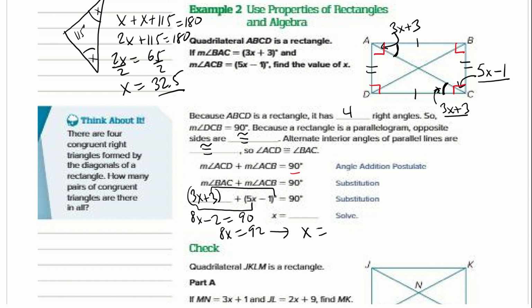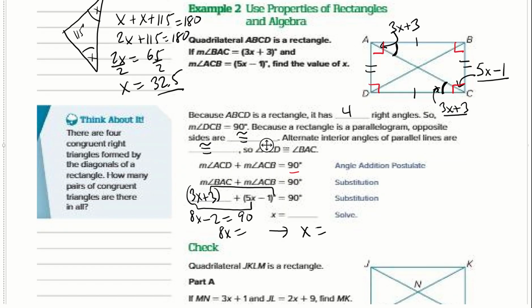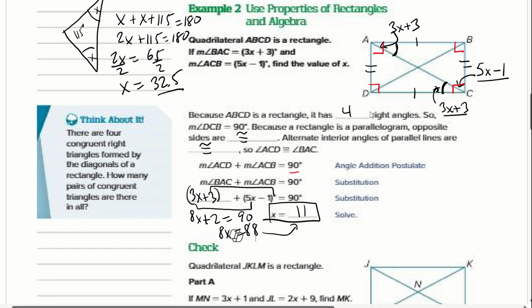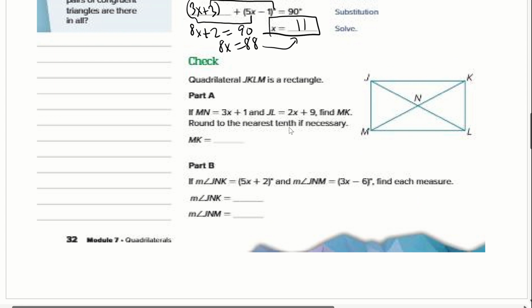Actually, this should be 8x plus 2, not minus 2. So let me fix that right here. We got plus 2. And so we subtract 2 on both sides to get 88. And then we divide by 8 on both sides to get x equals 11. Okay. All right, go ahead and pause the video if you want to check this or if you try this before I reveal the answer.